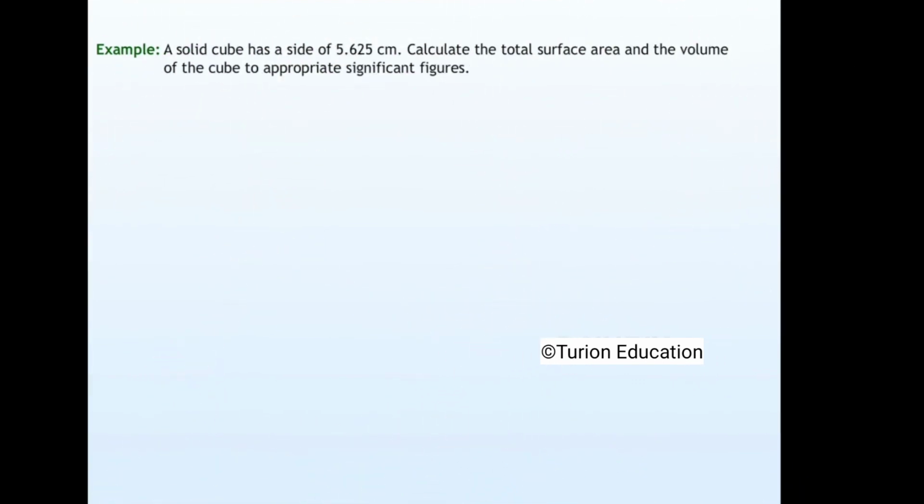Example 2.13. A solid cube has a side of 5.625 centimeters. Calculate the total surface area and the volume of the cube to appropriate significant figures. Solution. Let us name the side of the cube as S.